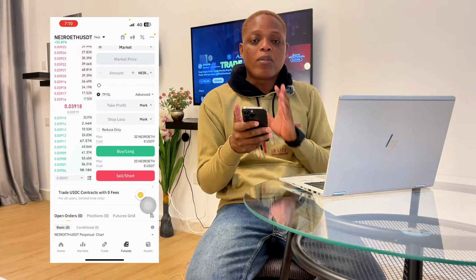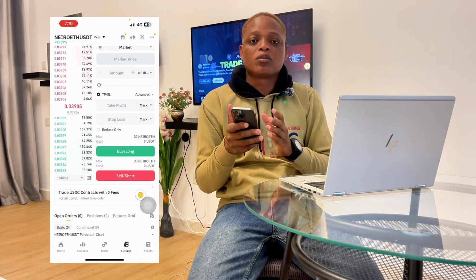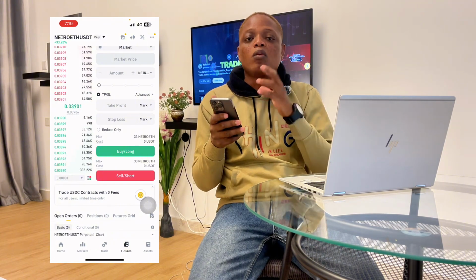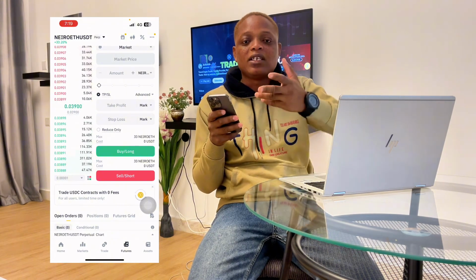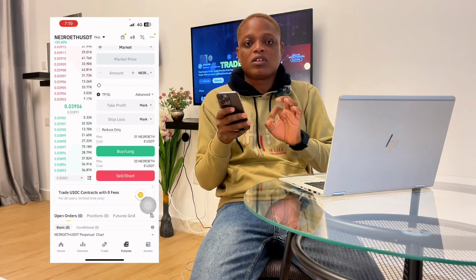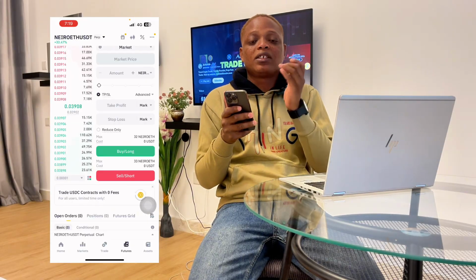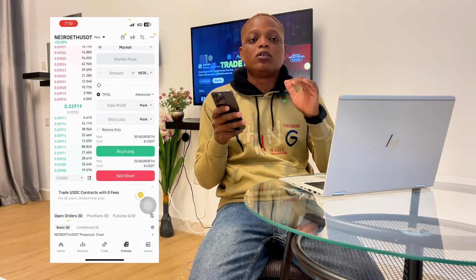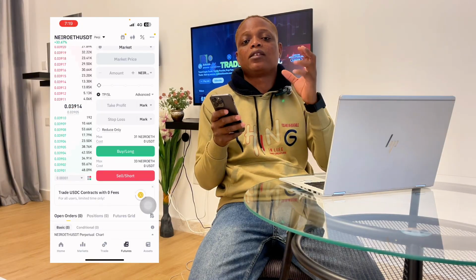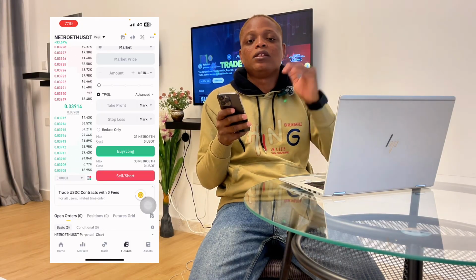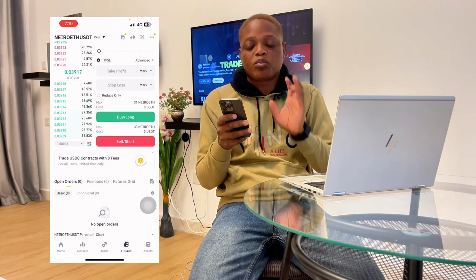We have what we call buy long and sell short. Buy long means you are thinking the coin will go up, so you want to buy it. When it increases in value, then you sell it for profit. But sell short means you are thinking the market will go down, the coin will depreciate in value, so you are selling it at a lower price, so that when it decreases, you buy back and cash out your profit.